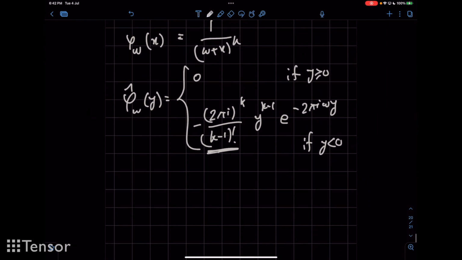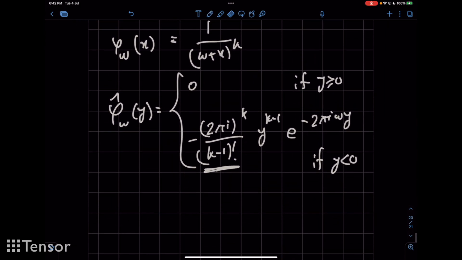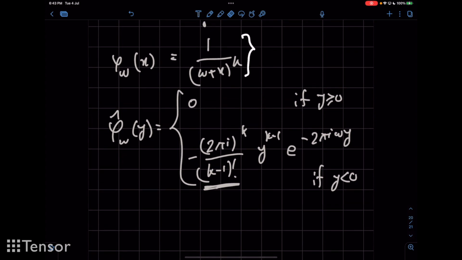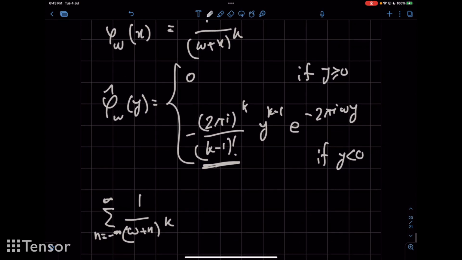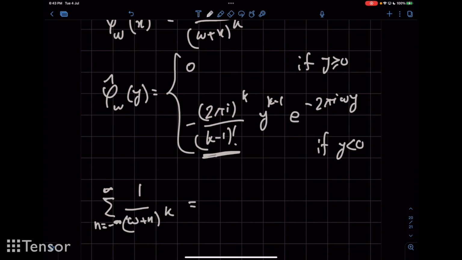So if we now apply the Poisson summation formula, what does that tell us? That tells us that the sum of these as x varies in the set of integers is equal to the sum of this as y varies in the set of integers. But we only need to consider the negative integers for the second term because phi hat is 0 if y is non-negative. So therefore, the sum of 1 over (w plus n) to the k as n runs from negative infinity to infinity is equal to a sum.